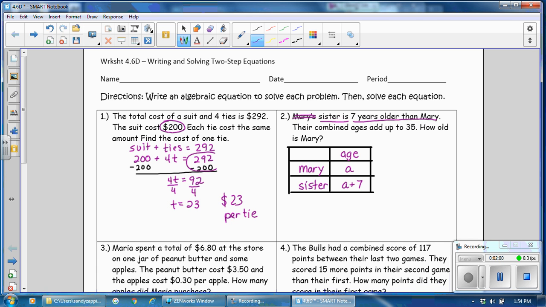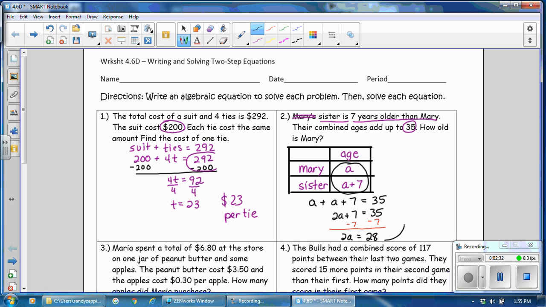Now we know their combined ages add up to 35, so we add these expressions to get 35. A plus A plus 7 is equal to 35. Because it's all addition, I don't need any parentheses to separate Mary and her sister's age. Combine your like terms. A plus A is 2A. Bring down the rest of the problem. Undo the addition with subtraction. Simplify. That leaves us with 2A is equal to 28.